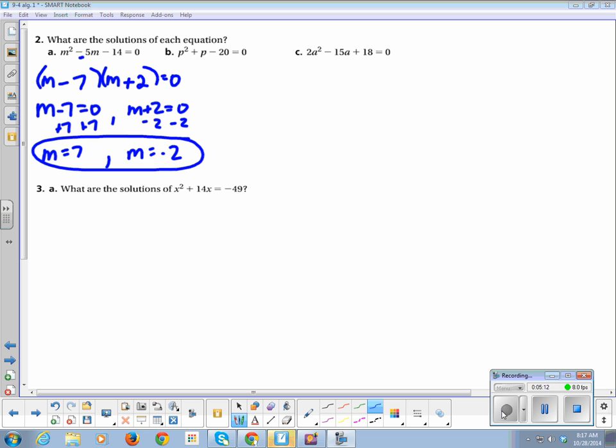Just for fun, I'm going to skip B because it's a lot like A. And I'm going to print out a room because I have a big writer, ginormous handwriting. So here, I'm going to factor this guy, 2a squared minus 15a plus 18. So I need two values that multiply to give us 18. And I think, what do you guys think? -9. And two negative numbers. How about 6 and 3?